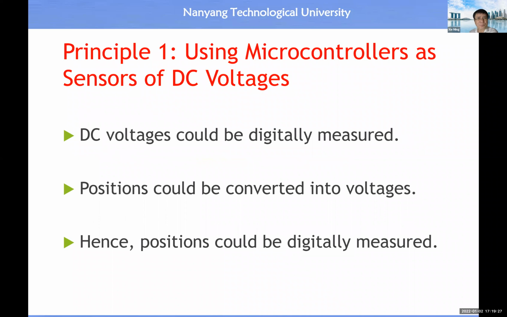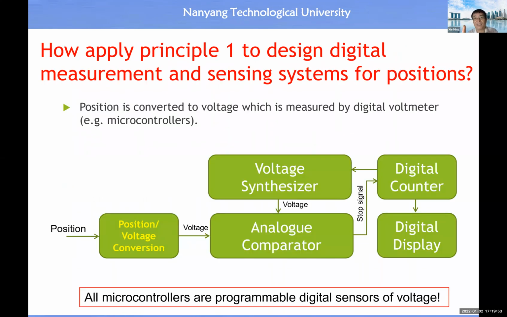Okay. So principle number 1 is to consider the microcontroller as a sensor of DC voltage. Then in this case, you just need to know how to transform position into voltage, right? If you are able to do that, then you have a solution already, all right? Then the design solution should be this one, because inside the microcontroller, we have modules such as a voltage synthesizer, analog comparator, digital counter, and digital display, right? And the working principle, you know.